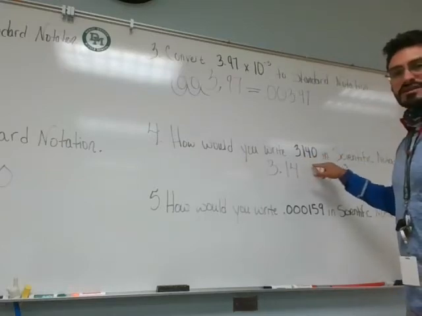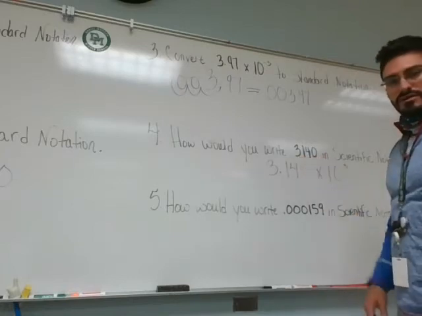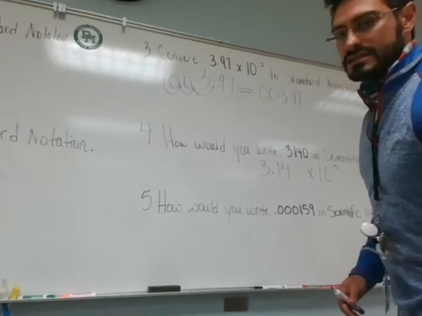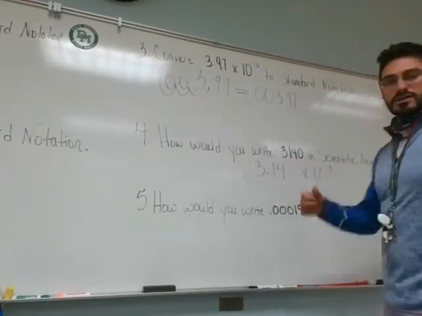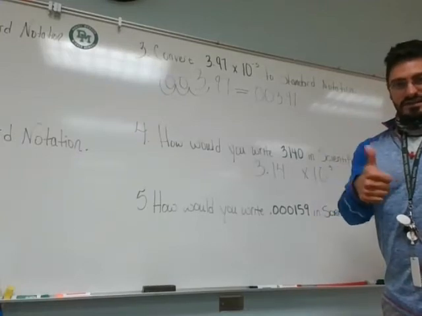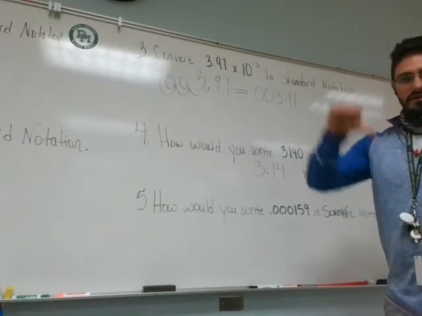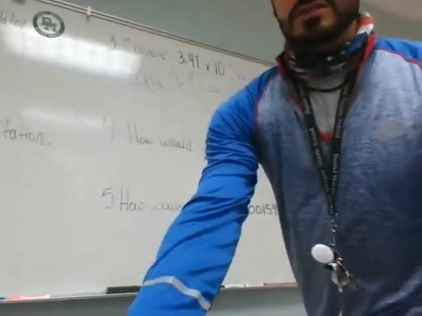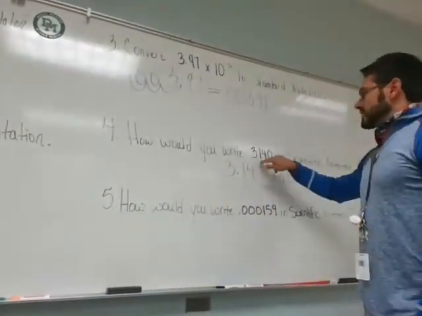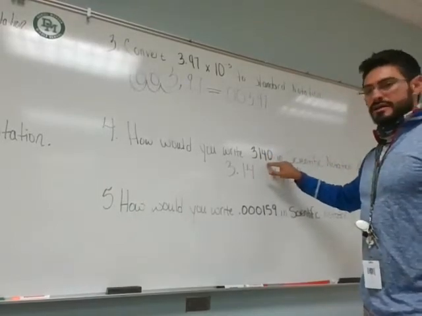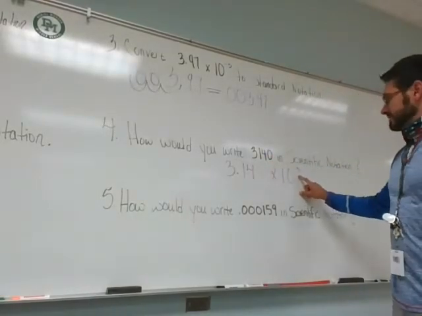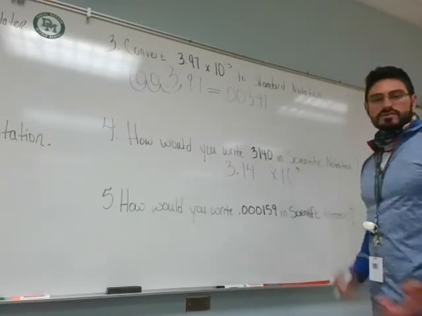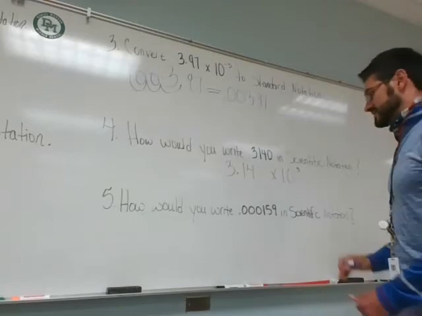3140. Keep it very simple. Is 3140 a bigger number than 1 or a smaller number than 1? If you're looking at this, it should be obvious that 3140 is a bigger number than 1. For example, 0.03 would be lower than 1. 3.14 is a bigger number than 1. Let me move this over just a little bit. Since this is a bigger number than 1, your exponent over here must be positive. You don't have to write positive though if it's bigger.